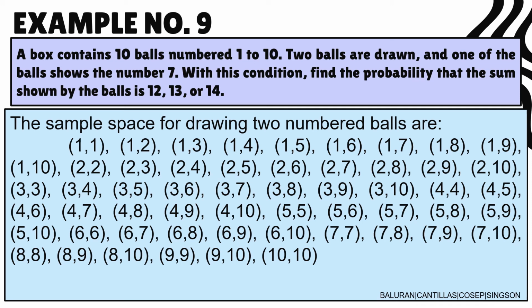As you have noticed, we have not included 2,1 and the rest of the pairs, since, for example, 2,1 is just the same as 1,2. And in the given problem, it is not specified that the order of each number matters. So that's why we did not include 2,1; 3,1; 3,2; and the rest in the sample space. So the cardinality of our sample space is equal to 55.